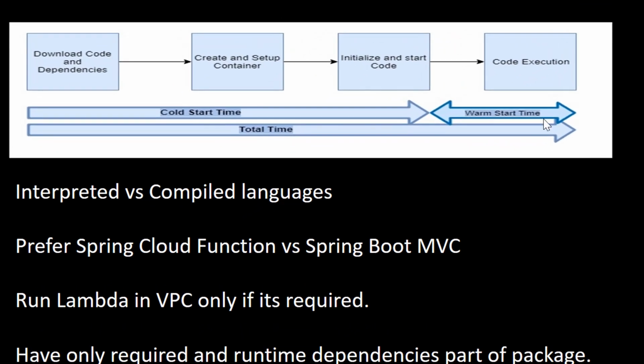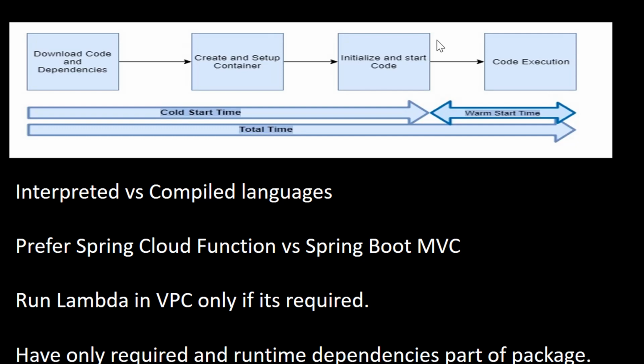When a Lambda function gets invoked, there are certain steps that happen behind the scenes. The first thing is that it will download the code and the dependencies which you have uploaded into S3. Then it will create a container and do the initial setup of the container, which is the AWS container. Then it will initialize and start the code, and the last task is the code logic execution. The time it takes from downloading the code to initializing and starting your code is called cold start time.